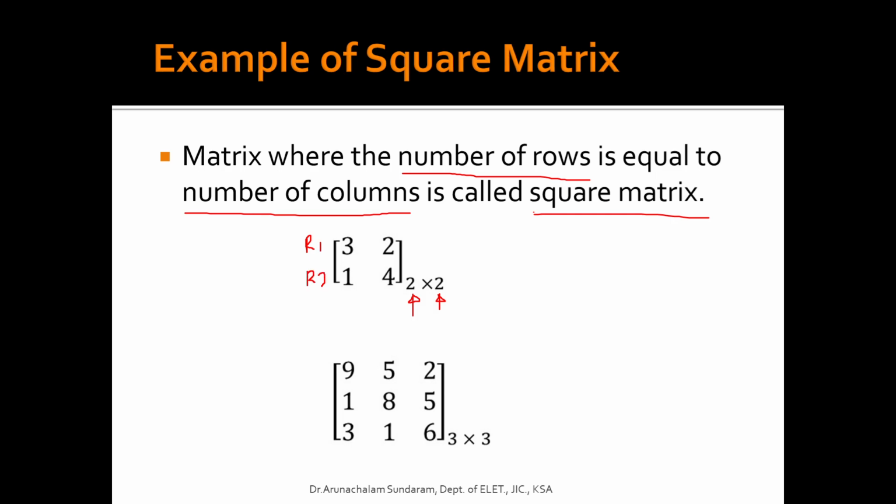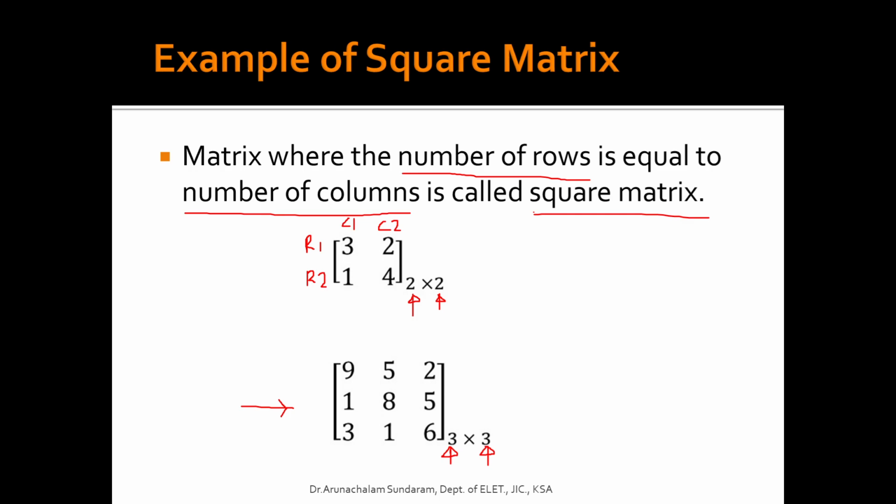And what is column 1? This is column 1 and this one is called column 2. So it has 2 rows and 2 columns. For example, this matrix here has 3 rows and 3 columns. Now we are going to define something very important.